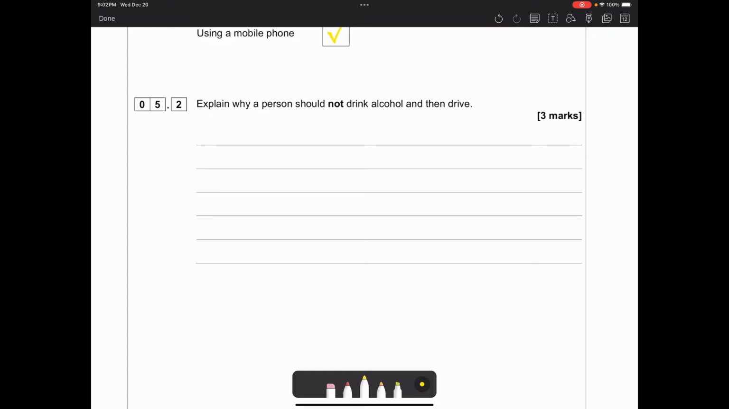Question 5.2, explain why a person should not drink alcohol and then drive. Well, if you have alcohol, what does that do to the body? Well, it slows down your reaction times. So it slows down reaction speed. So what I should have said is slows down the reaction speed. So reaction time, the time taken for it to actually affect, increases.